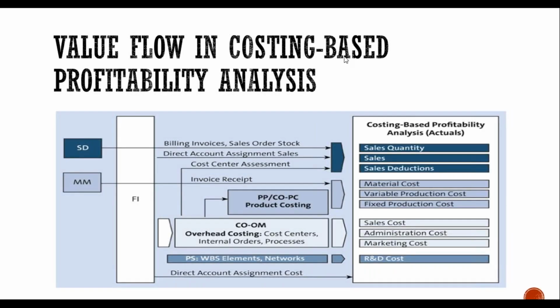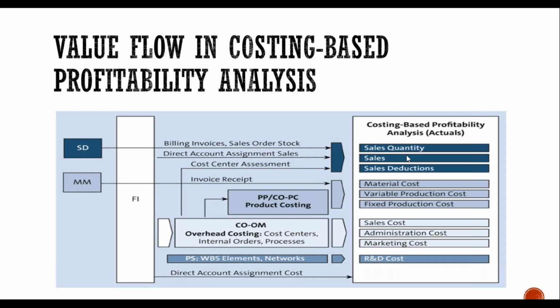Okay, so how the values flow in costing based COPA, you can see the values can directly go from SD, they can go from FI, they can go from the controlling module, product costing, overhead costing, PS, or direct. So the direct option is also available, but there are a lot of other options also available through which the values will flow from other components to costing based COPA.